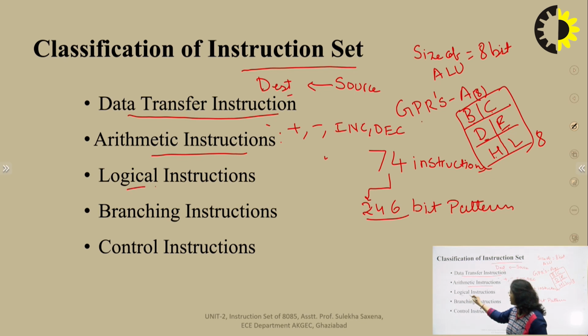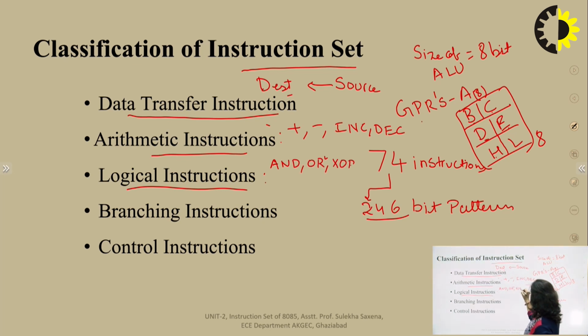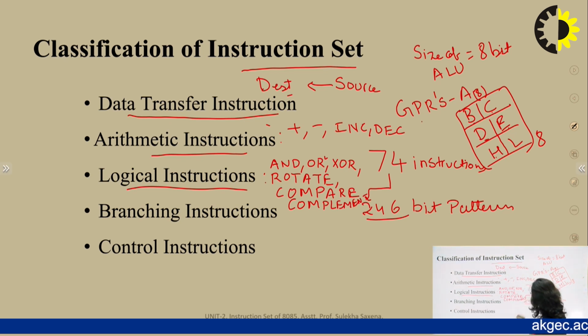The various logical operations performed by 8085 are AND, OR, XOR. These 3 are basic gates. Then rotate, compare and complement. So this is the list of instructions, or the range of logical work, performed by the 8085 microprocessor.